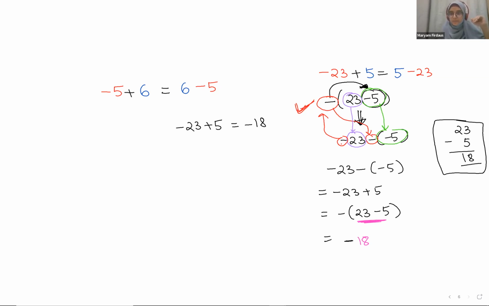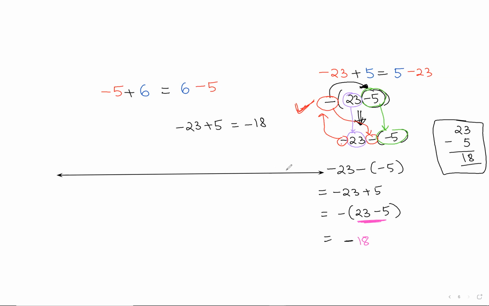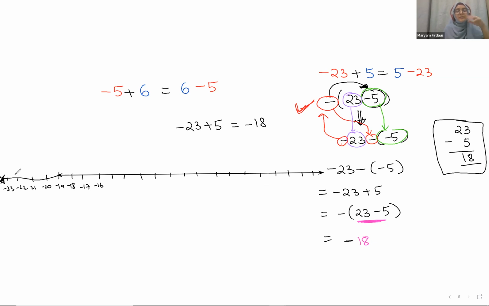I know that we are a little over time. Let me just quickly draw a number line, and I would appreciate it if you do this alongside. So this is my 0. 1, 2, 3. Okay, so I haven't labeled all of the numbers because it will take a long time. I've just labeled the ones that are very close to -23.